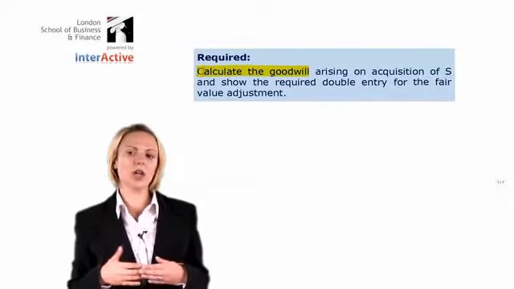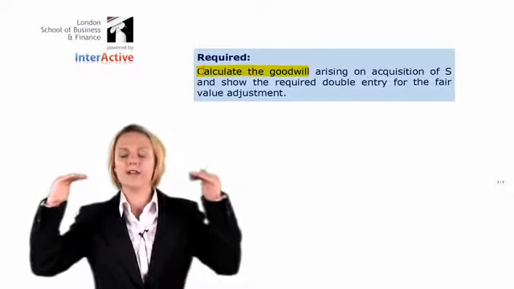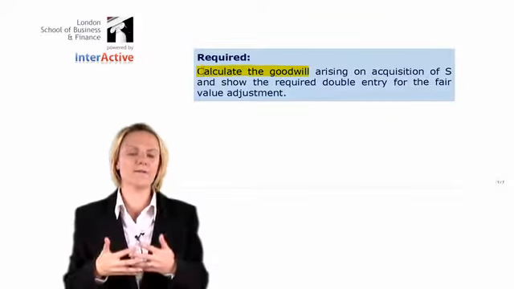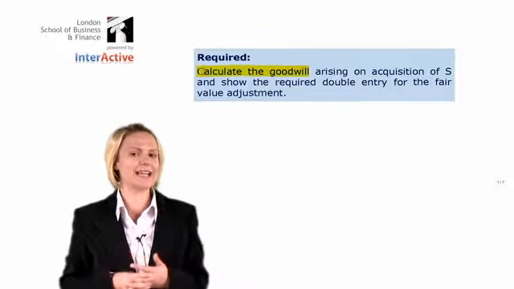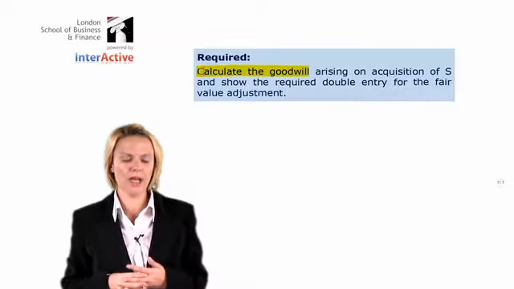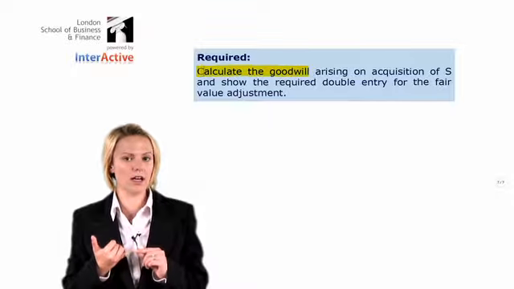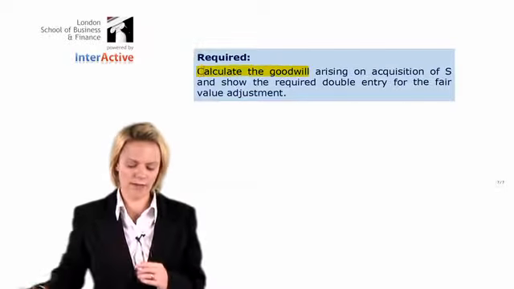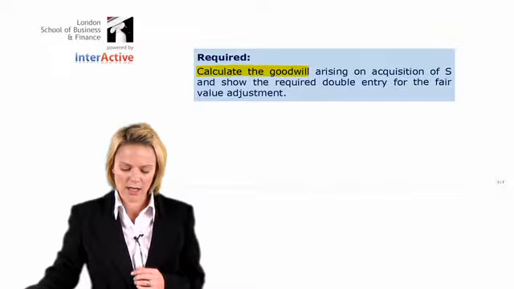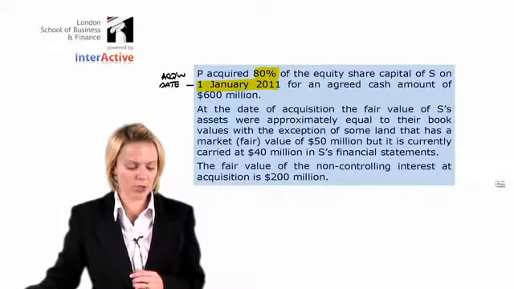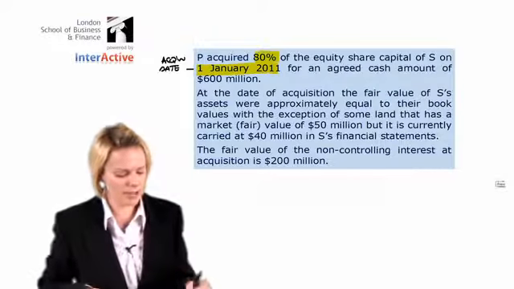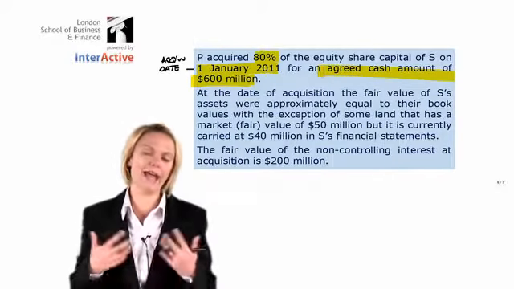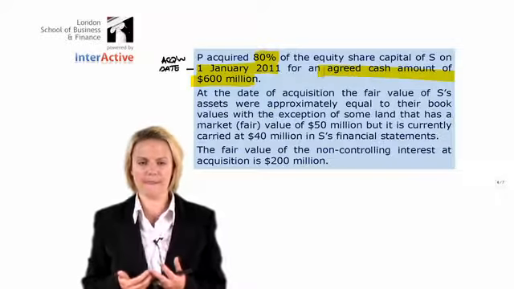Can you see then it starts off with the fair value of consideration plus the fair value of NCI minus the fair value of net assets at acquisition. Now we've got the fair value of NCI and we have the fair value of the consideration, the cost of the investment. If you remember, we were told about that in this first sentence. We paid $600 million to acquire 80% of the subsidiary.